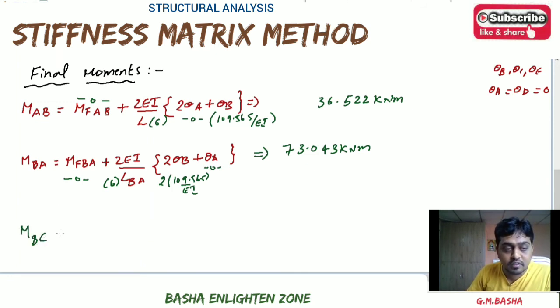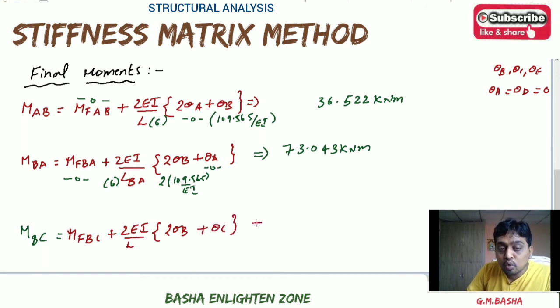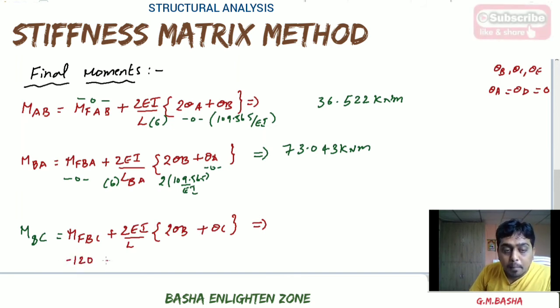And go for the span joint BC. Final moment for BC will be equal to fixed moment BC plus 2EI by length of the span BC into 2 theta B plus theta C. So here you will get two slopes. You substitute those two slope values. Again fixed moment BC will be minus 120 here plus 2EI by length of the span, which is BC, that one will be equal to 6 meters. EI kept common like that only.